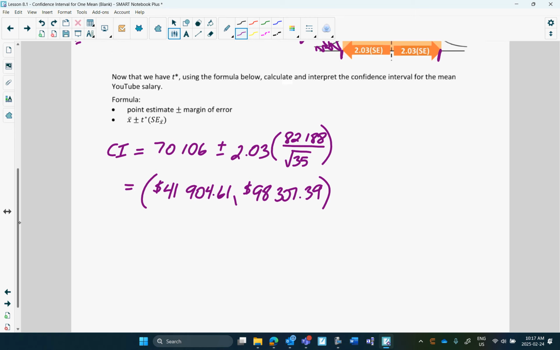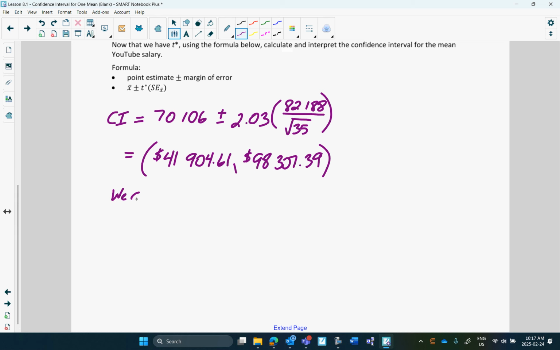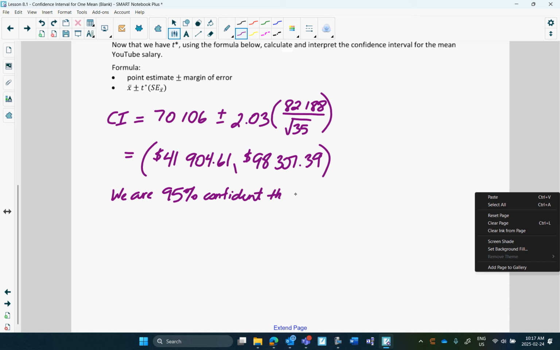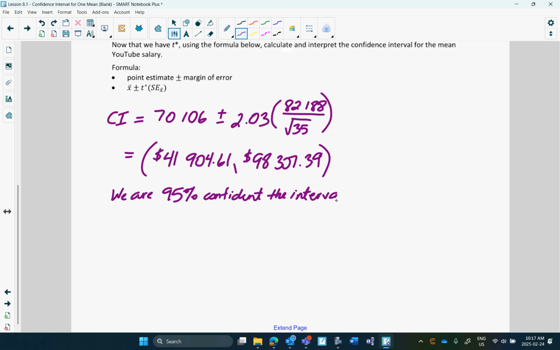And then, of course, to conclude, we are 95% confident the interval we just calculated, which was 41,904.61 to 98,307.39, captures the true mean.